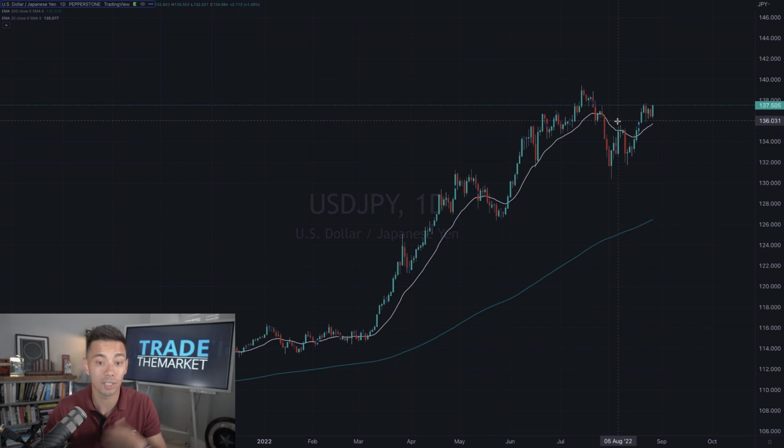So we don't need the market to go on and break new highs for us to be able to make money on this trade, which is one of the things that I love.